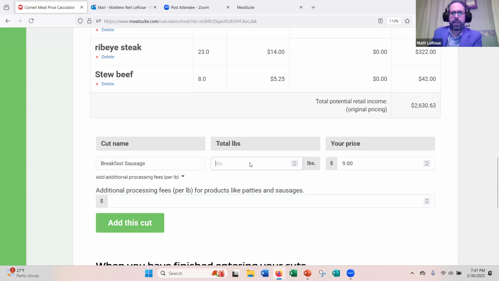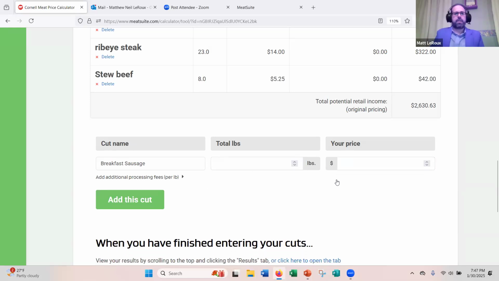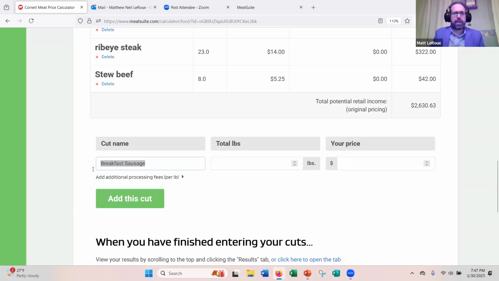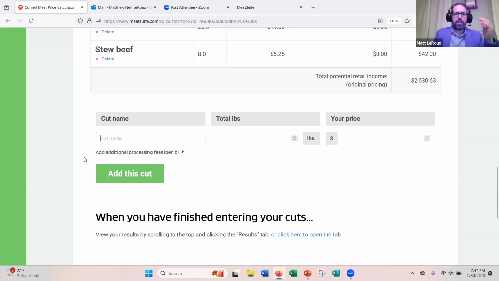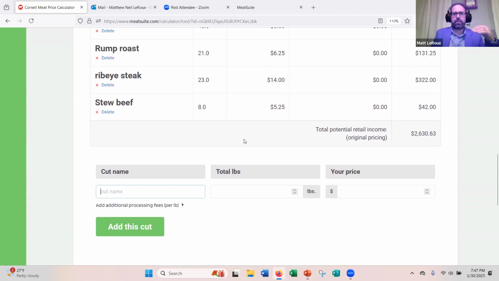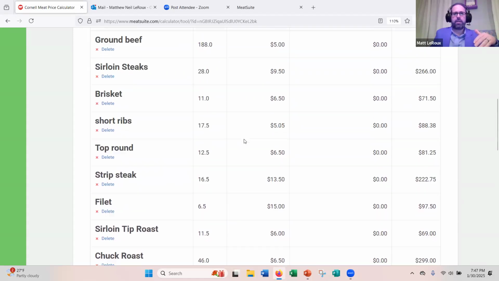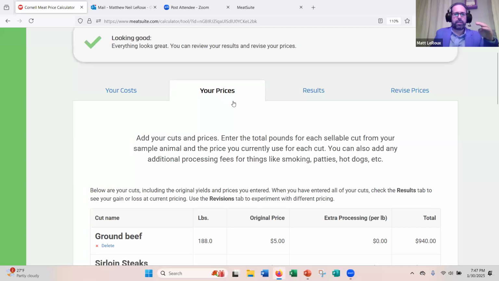But to tell you, smoking, patties, hot dogs, sausage, anything like that, you can account for those additional processing costs that apply just to those items. So, okay, when you've entered all your cuts, all your pounds in here, you're done with the prices tab and you can go to the results.